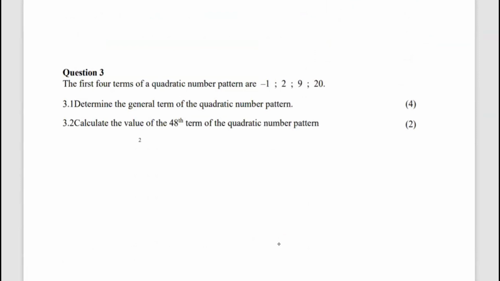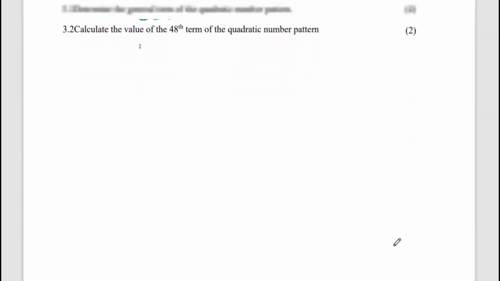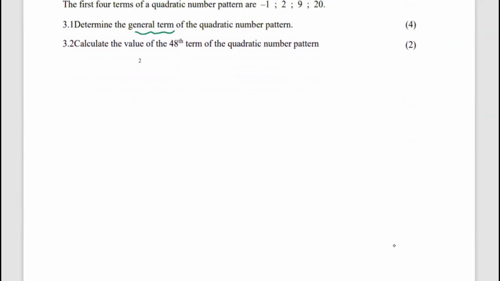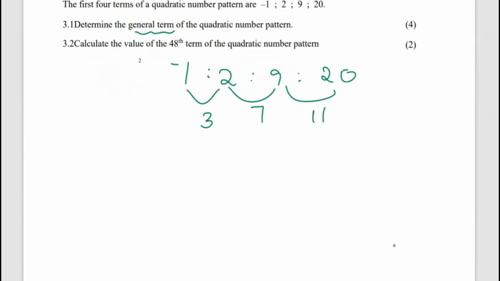telling us that the first 4 terms of a quadratic pattern are negative 1, 2, 9, and 20. Determine the general term. Okay, so I think I can jot it here. We have negative 1, 2, 9, 20. Step number 1 is for us to get the first differences and the second differences. So 2 minus minus 1, that's 3. Then 9 minus 2 is 7. And then that is going to be 11.